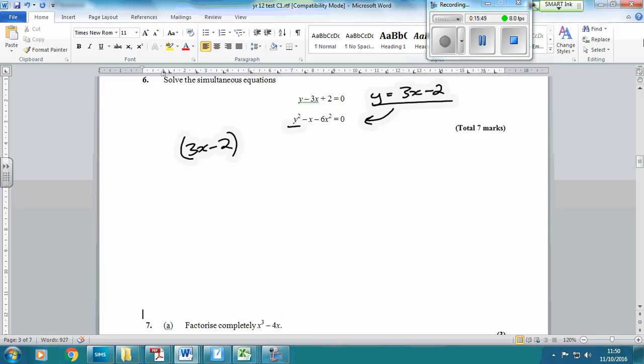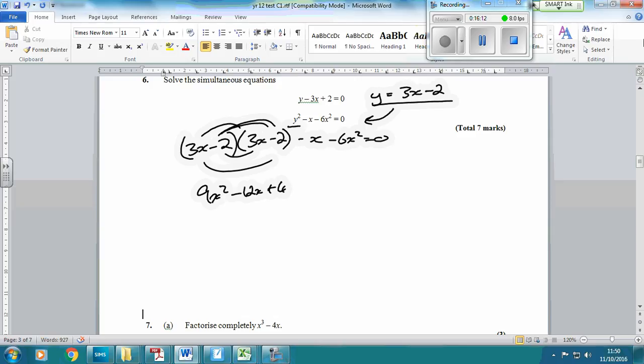squared. Now rather than 3x minus 2 squared, I always say that you need to write that out as two brackets. So 3x minus 2, 3x minus 2, minus x minus 6x squared equals 0. Then if we multiply that out, using the smiley face method, you're going to get 9x squared, and then you're going to have minus 12x plus 4, because remember, minus 2 times minus 2 is going to be plus 4. You have minus x minus 6x squared equals 0.